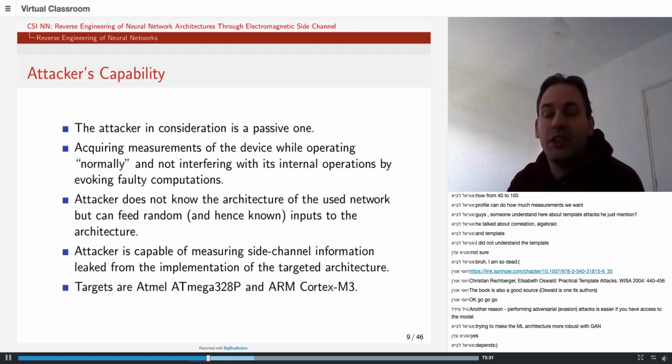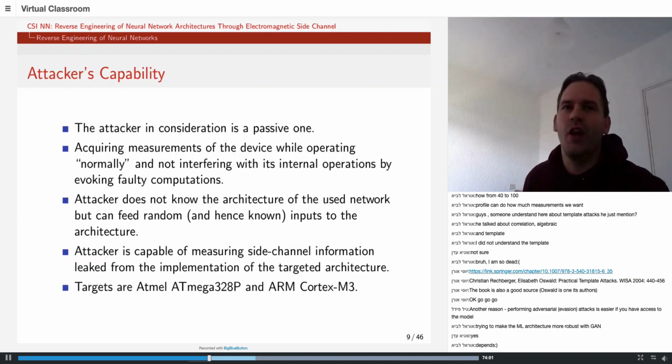And yes, since this is side channel attack, the attacker is able to measure the side channel information leaked from the implementations. Implementations are simple devices, let's say something like Atmel or ARM Cortex. Why? Well, because those are the devices you would find in IoT settings, so Internet of Things settings. We were thinking, in what kind of setting can you mount a side channel attack? Well, you need to have access to the device.